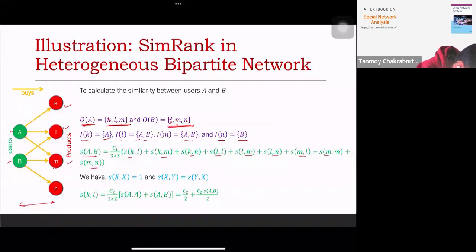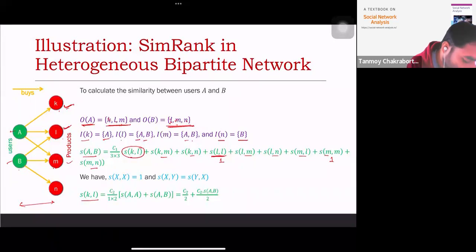Now, if you look carefully, S of LL, the similarity of L with itself, is 1. So we don't need to compute this further. This is also 1, right? These two things are 1. So now let's look at how to compute S of KL.